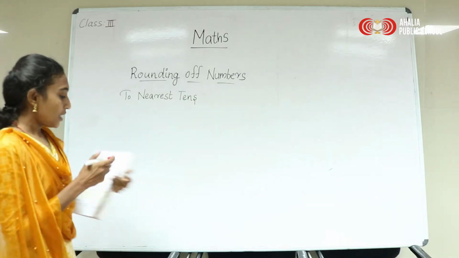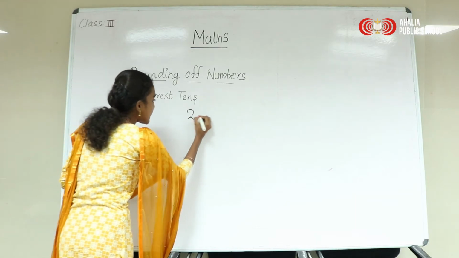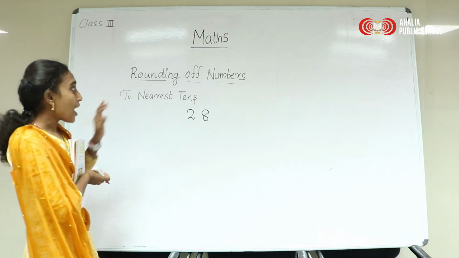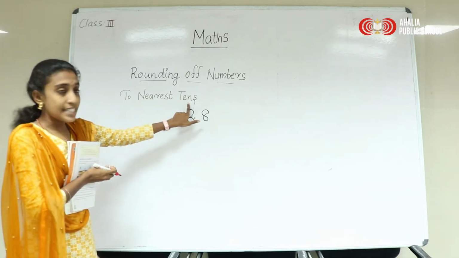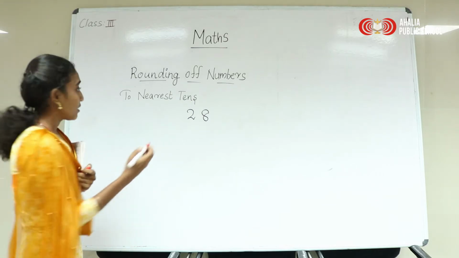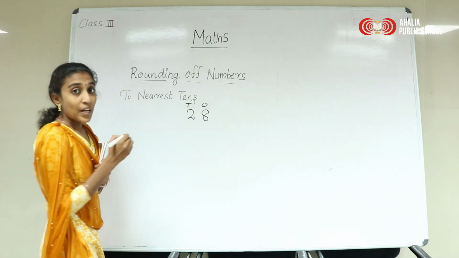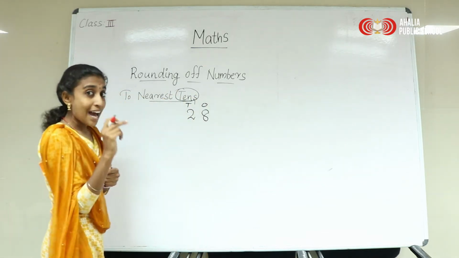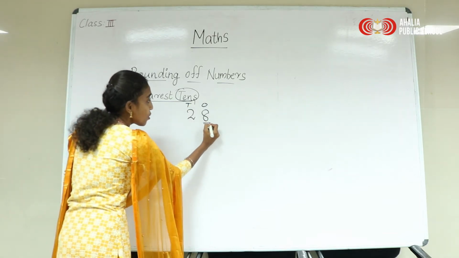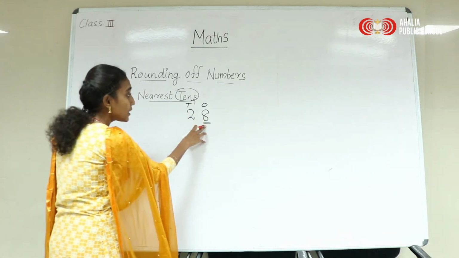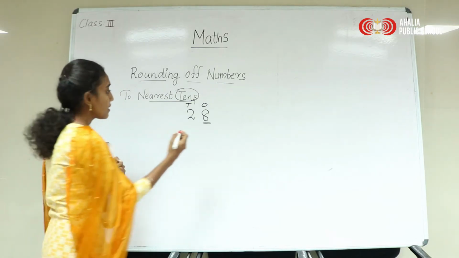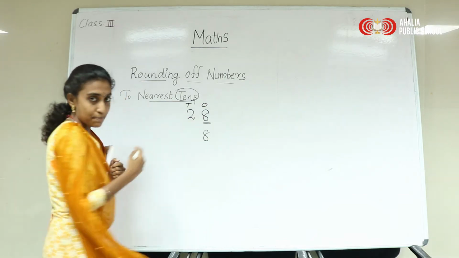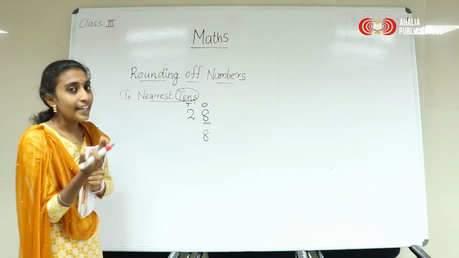Look at the number 28. To round off a number to the nearest tens, we have to check the next place value, that is the ones place. So here the number in the ones place is what? 8. We have to check whether the number in the ones place is 5 or greater than 5.